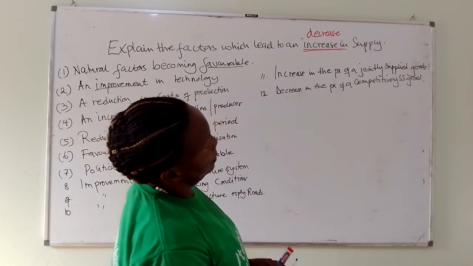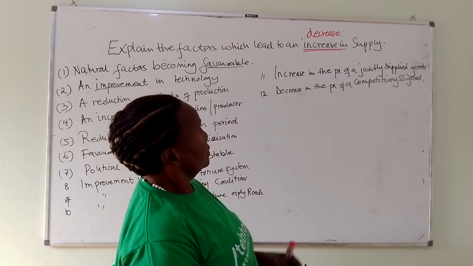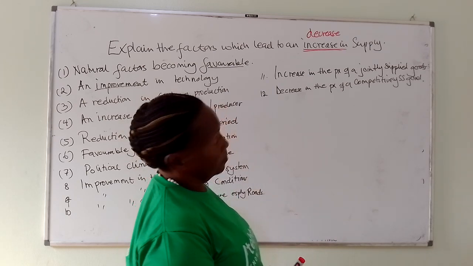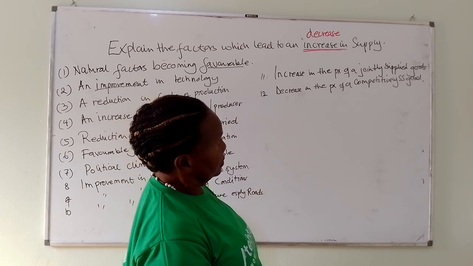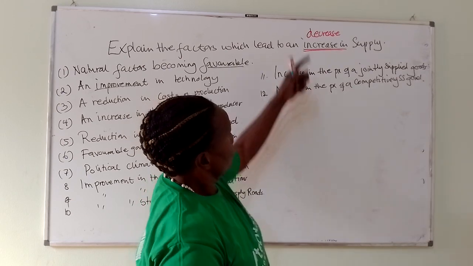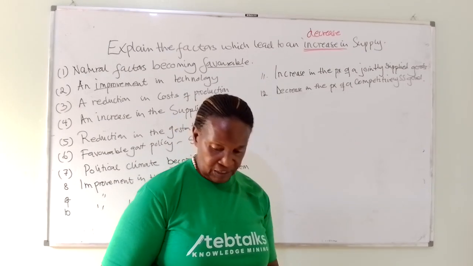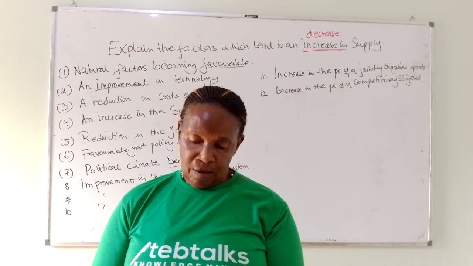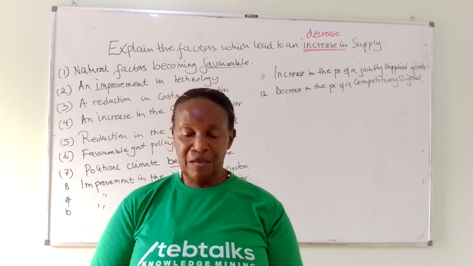Then decrease in the price of a jointly supplied good. The moment the price is low, its supply will decrease, and so will the supply of the commodity with which they are supplied together. And an increase in the price of a competitive good. If now it is beans which are expensive, definitely there will be a decrease in the supply of maize, and land will be used for the supply of beans, which is more profitable to our producers and our suppliers.